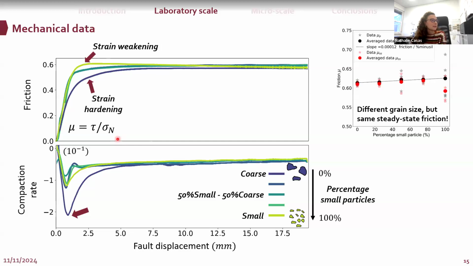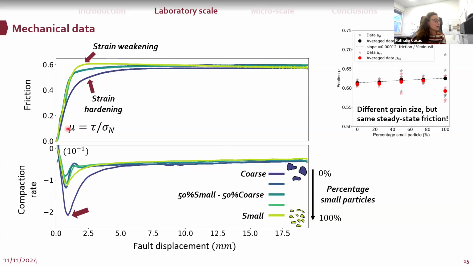So here you can observe the mechanical data of this first study: the friction and compaction rate as a function of the fault displacement. First thing we can see is that indeed it's a strong mineral. All the steady state frictions are between 0.6 and 0.64. So all these experiments have the same steady state friction, but they have a different way of reaching it, from strain hardening for initial coarse particles to strain weakening for initial small particles.